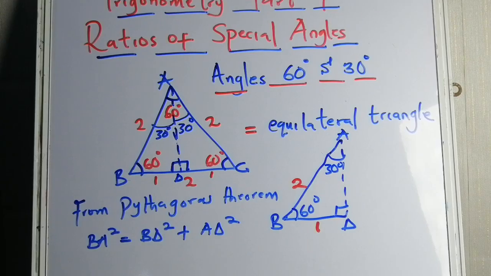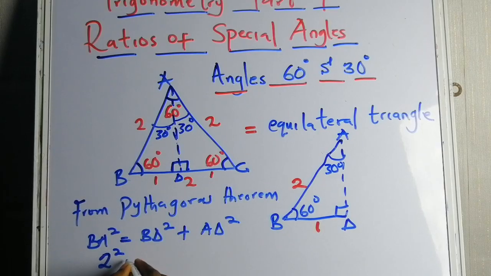Opposite. Anyone can be opposite or adjacent. It depends on the angle we are looking at. Are we looking at angle 30 first, or are we looking at angle 60 first? But in this case, we want to get our AD square. So we are using our Pythagoras theorem. We already know our hypotenuse. So what's our BA?